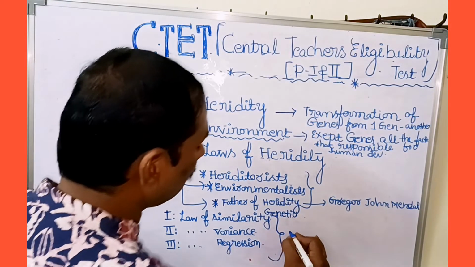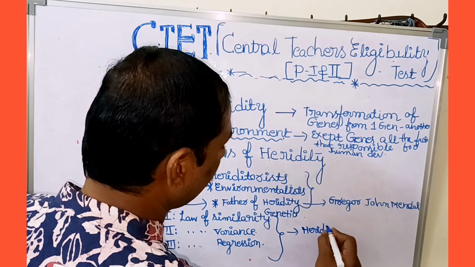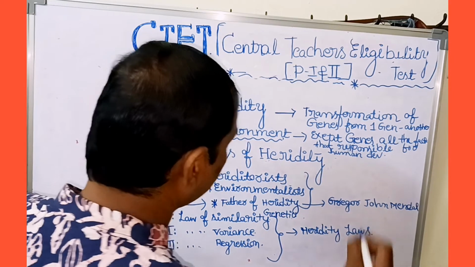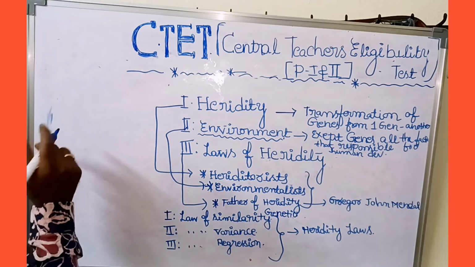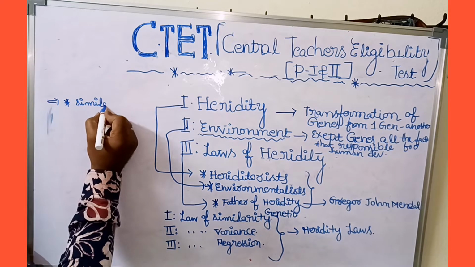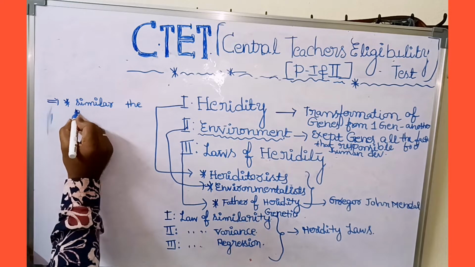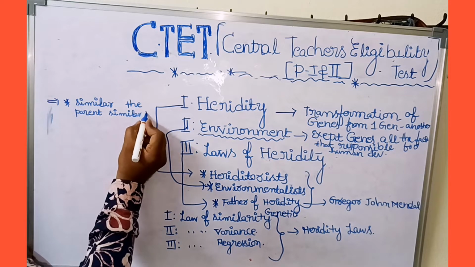So these three are the heredity laws. Father of heredity is Gregor John Mendel, and he proposed three laws: law of similarity, law of variance, and law of regression. Law of similarity is nothing but similar the parent, similar the child.